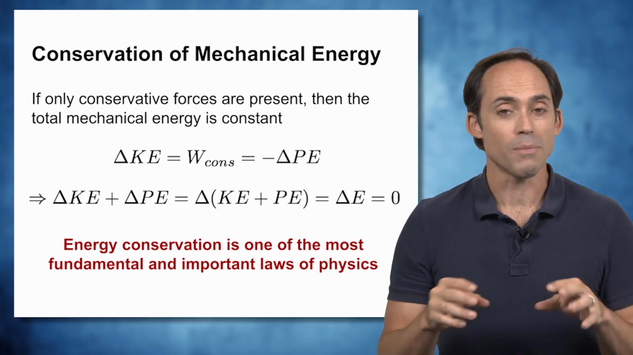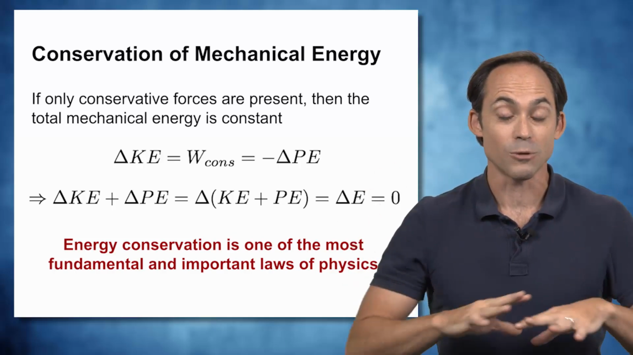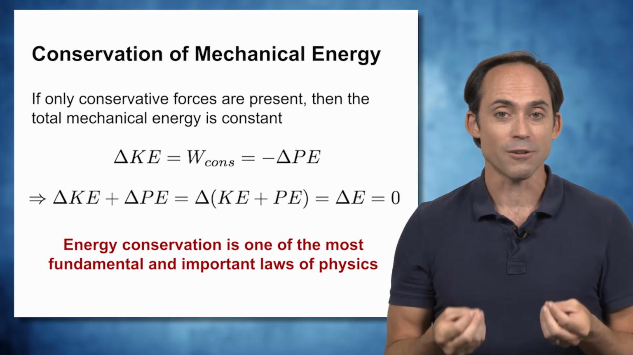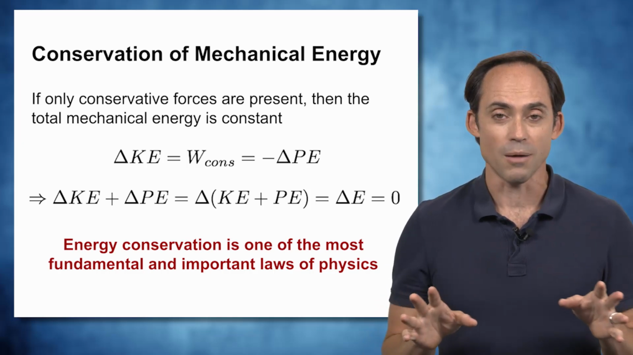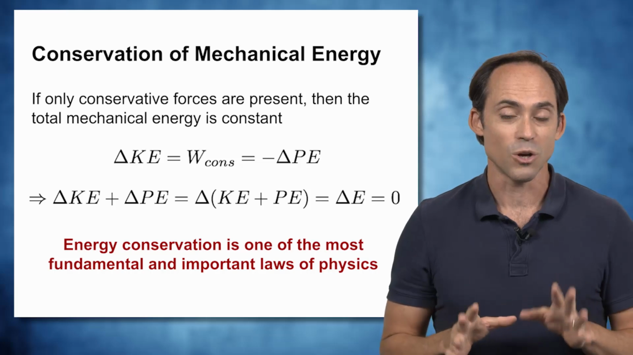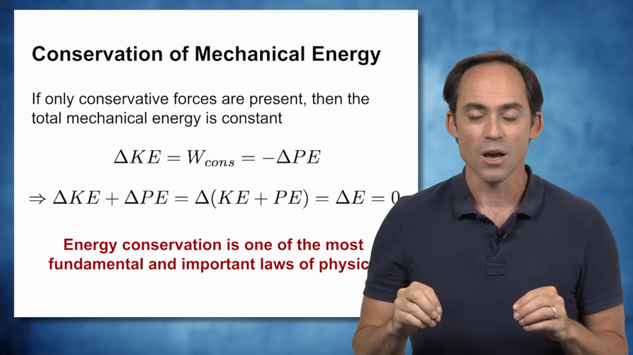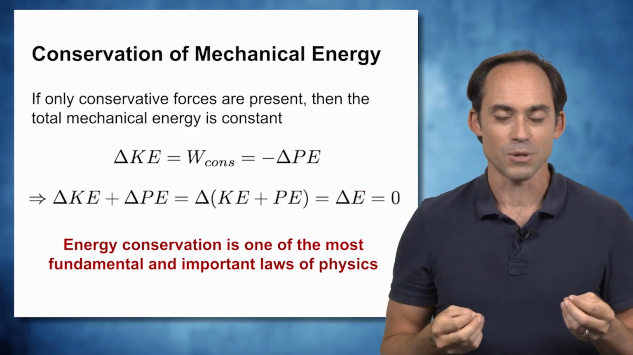So that means that no matter what path an object follows and what kind of conservative forces are acting, there could be many forces acting at the same time, in the end, the total amount of mechanical energy, kinetic plus potential, is going to be the same throughout the problem. This makes solving many complicated problems very easy because we don't worry about the details of how an object moves through its system. All we care about is the initial and final states of the kinetic and potential energies.